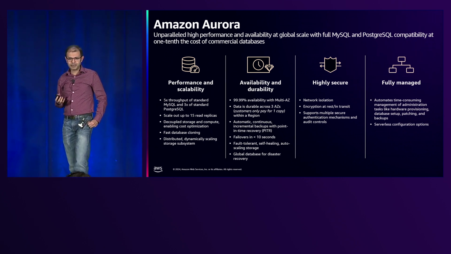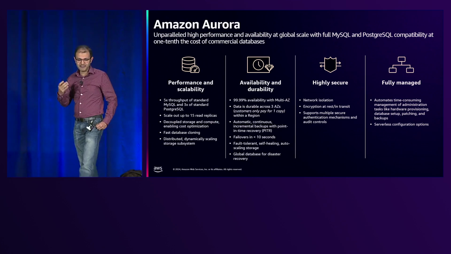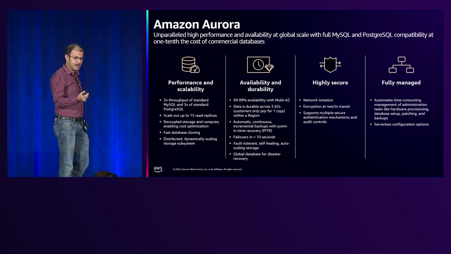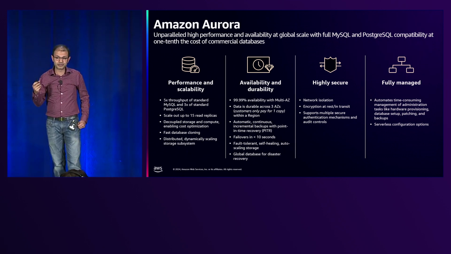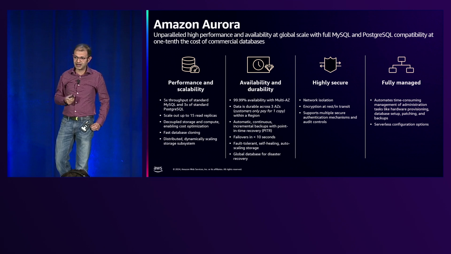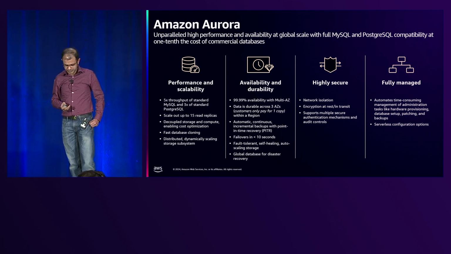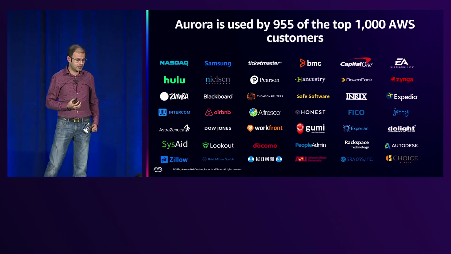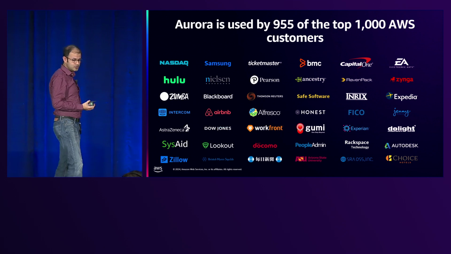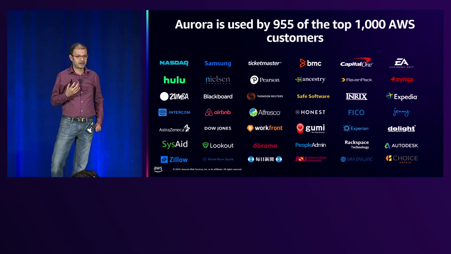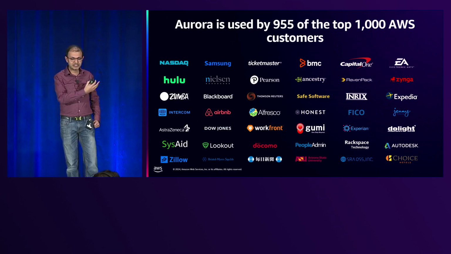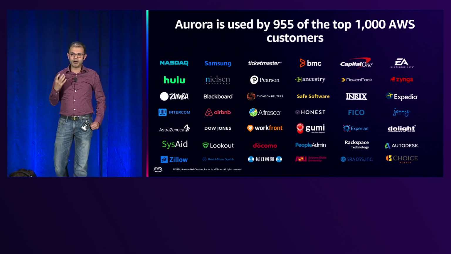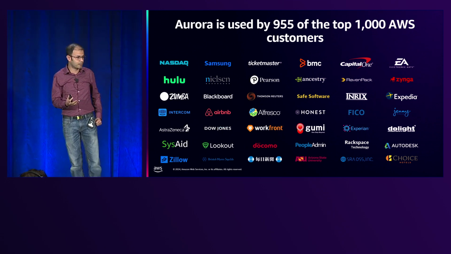It is built from the ground up to be secure, providing encryption at various levels, and is also fully managed, including a serverless offering that as of this year also scales down to 0, that also takes care of your scaling characteristics as your workload changes dynamically. Hundreds of thousands of customers use RDS and Aurora today. One statistic here is that Aurora is used by 955 out of the top 1,000 AWS customers, and you'll see many familiar names here. So many of you are using these purpose-built operational databases to run your applications and your operational portfolio.